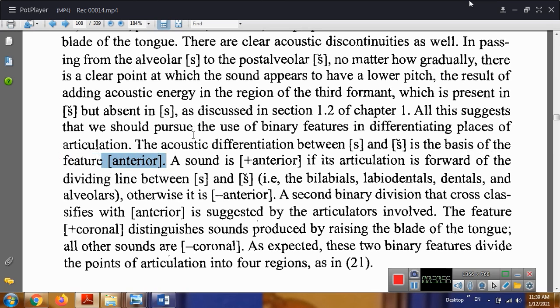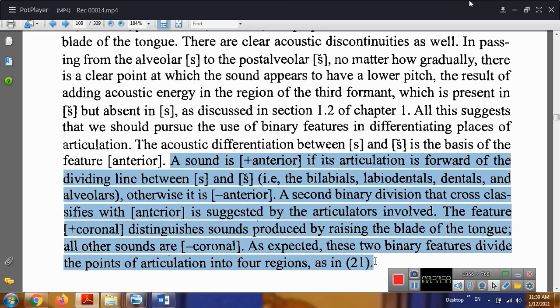That is the feature anterior, which you should learn about. A sound is plus anterior if its articulation is forward of the dividing line between s and sh. Therefore bilabials, labiodentals, dentals, and alveolars are plus anterior. Others are minus anterior. A second binary division that classifies with anterior is suggested by the articulator involved.